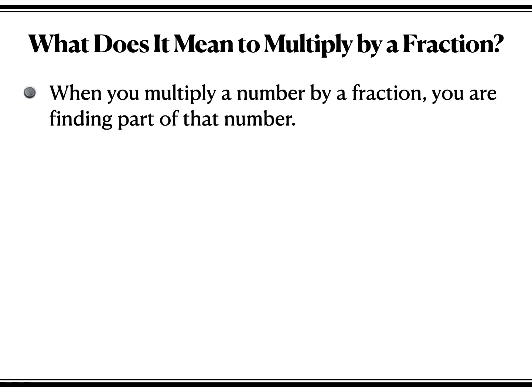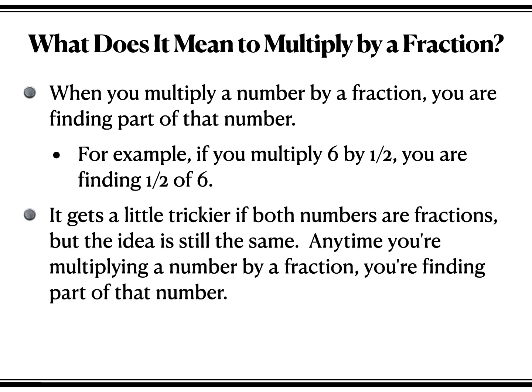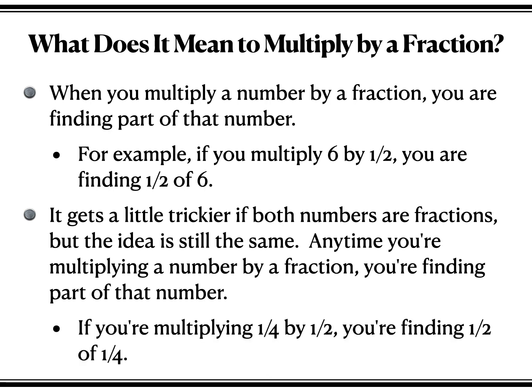When you multiply a number by a fraction, you're actually finding part of that number. So if you multiply 6 by a half, what you're actually doing is finding half of 6. It gets a little trickier if both numbers are fractions, but the idea is still the same. So anytime you're multiplying a number by a fraction, you're finding part of that number. If you're multiplying 1/4 by 1/2, you're literally finding a half of a fourth.